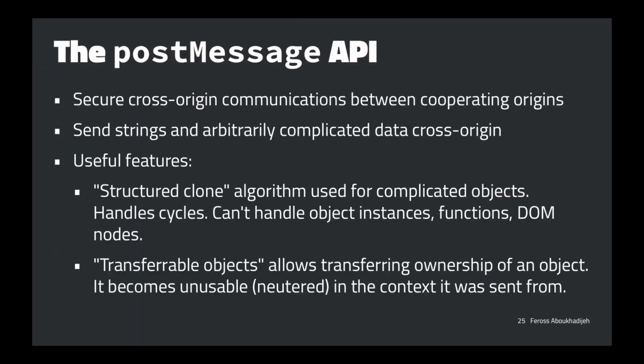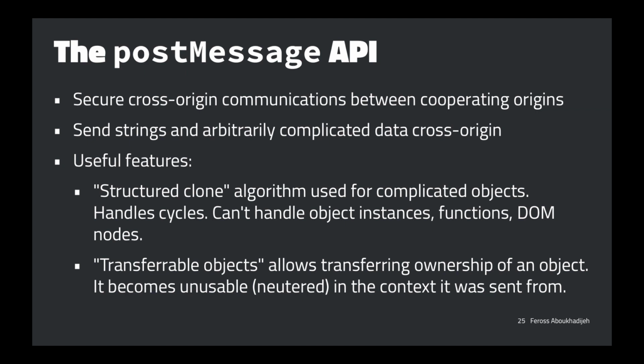So this is obviously gross. So eventually everybody grew up and decided to actually make a proper API for allowing communication between sites, and that's called the post message API. This lets you basically send any kind of string or any kind of object that you want between two origins. It has some nice features.